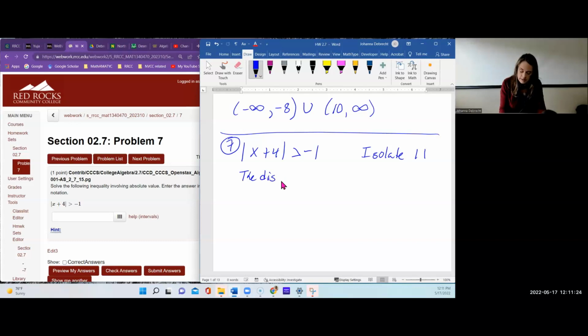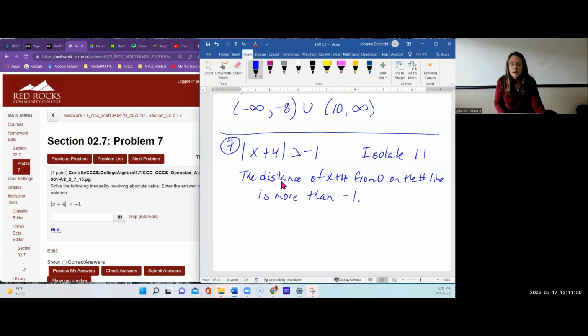The distance of x plus 4 from 0 on the number line is more than, or greater than, -1. Okay, something about that doesn't sound right. The distance is more than negative. Well, all distances are more than -1. Distances are never negative. So what does that mean?